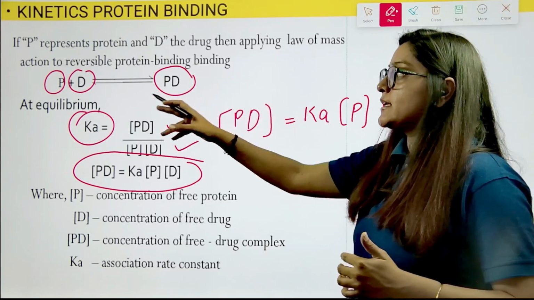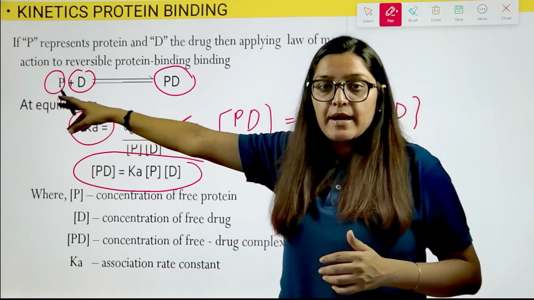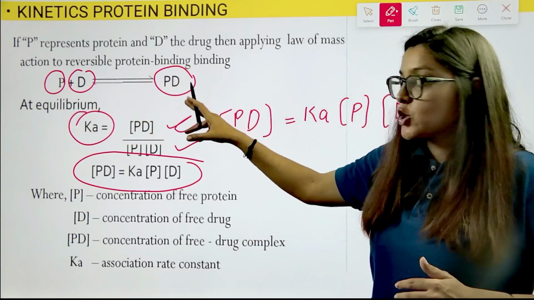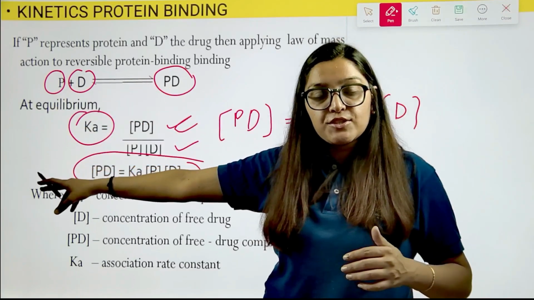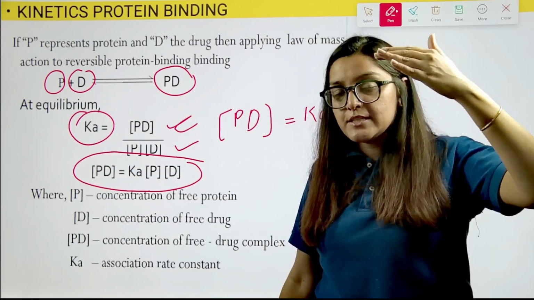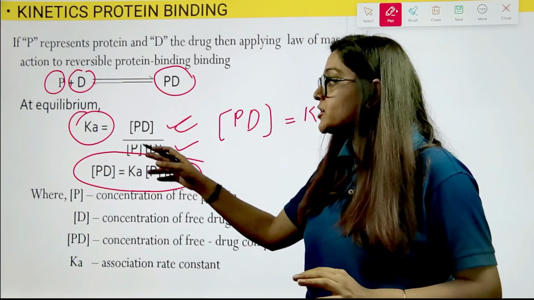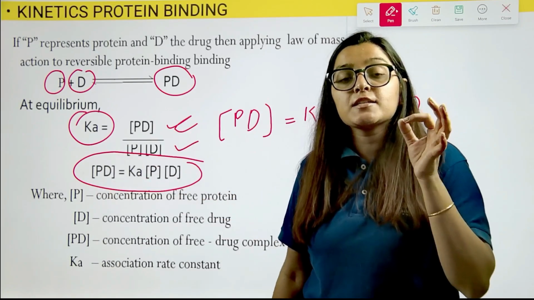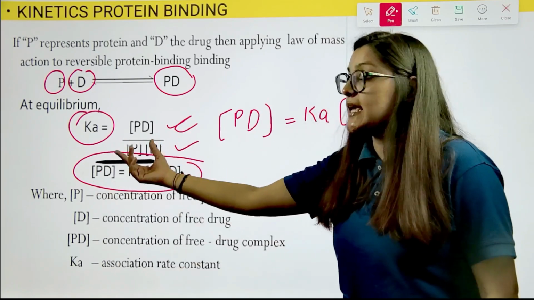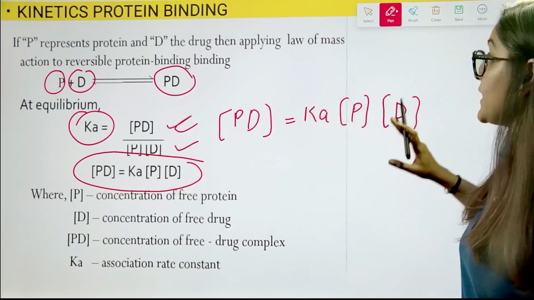So I think the first thing is clear. P stands for the protein which binds to your free drug and forms the protein-drug complex, forming the association constant, which indicates the product concentration with the reactant concentration. So the product concentration, that is the protein-drug complex, we have is Ka into P into D, right?